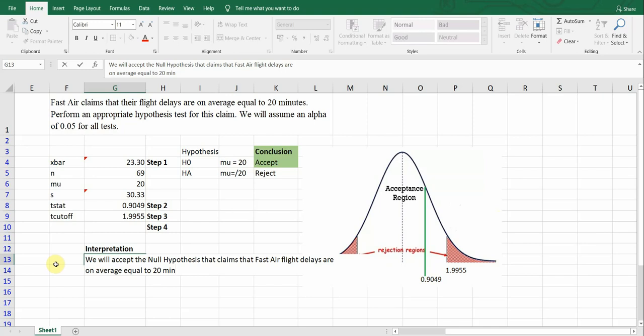I hope you have understood what hypothesis testing is and how, using this example, you can come up with a particular conclusion and interpretation. Thank you.